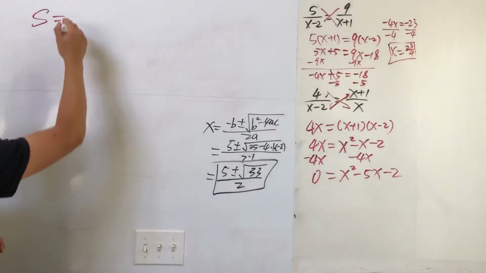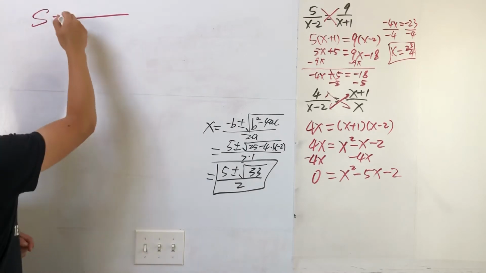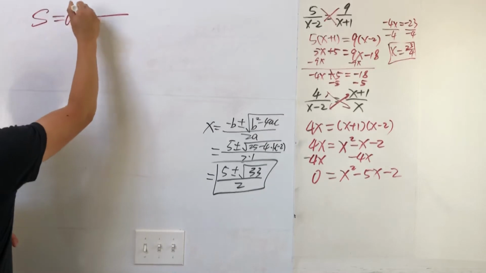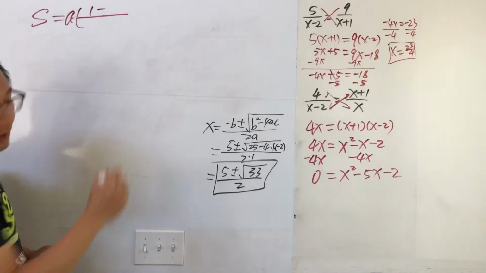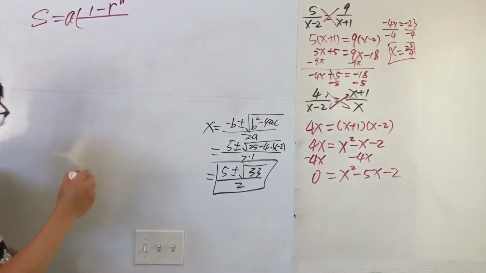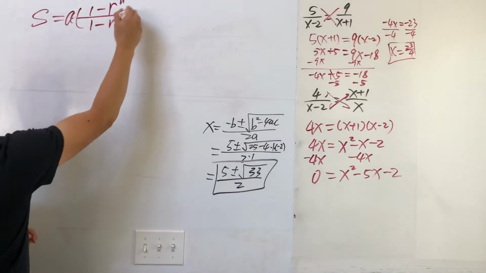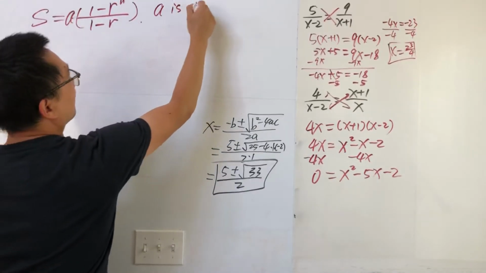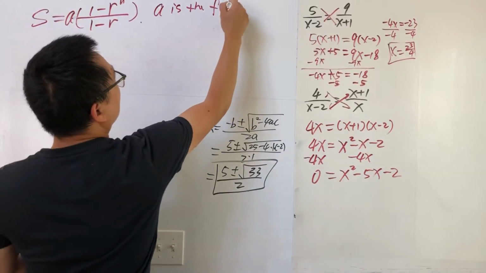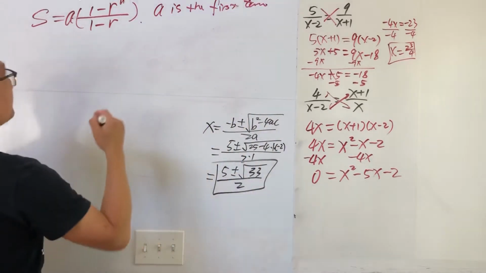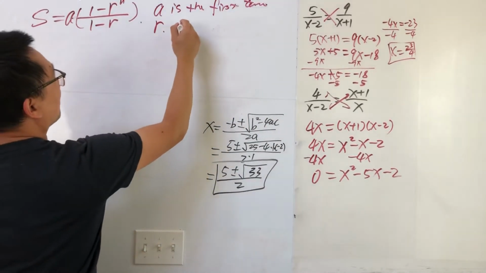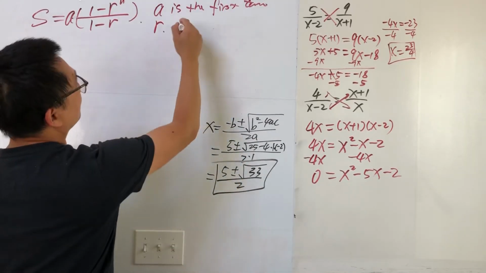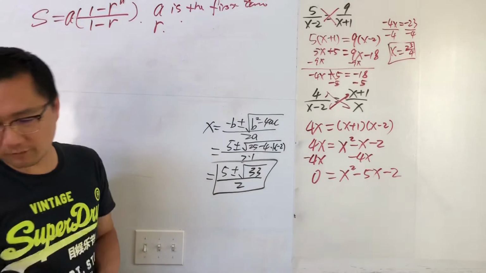The summing up formula is A times 1 minus r to the n, over 1 minus r. You have to understand what A is. In this formula, A is the first term. r is the common factor, or what we also call the common ratio. What is the common factor, right?